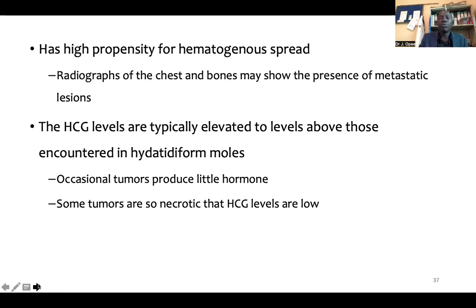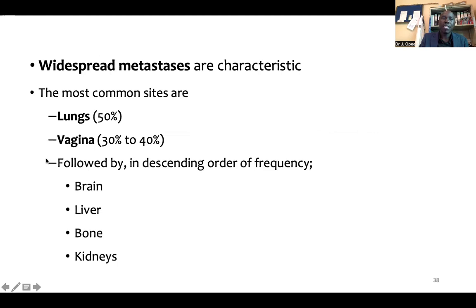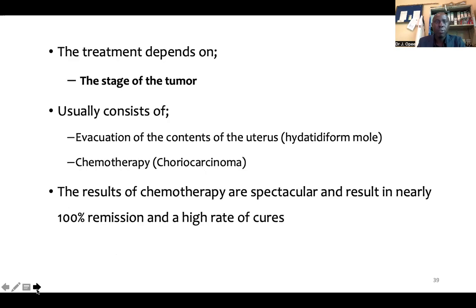As I told you, you know very well that the management is a little bit better, but this slide is to show you metastasis. Metastasis to the lungs is the commonest, 50%, followed by the vagina, 30 to 40%. So when you find a mass within the vagina, maybe you think of CA cervix, CA vagina, please don't forget about choriocarcinoma as well. Other organ systems it normally goes to can be the brain, in that order, liver, bone, kidneys. But these two, vagina and the lungs, are most common.